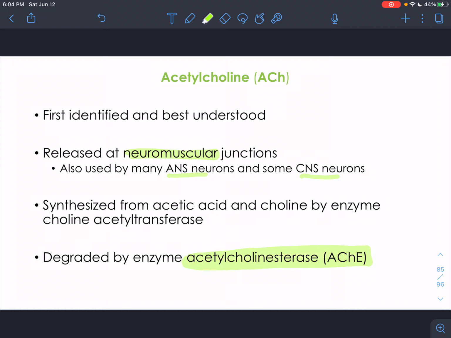Okay, so again, these neurotransmitters, we don't want them hanging out too long in that synapse, so they either diffuse away, are taken back up by the presynaptic cell, or degraded by an enzyme. So acetylcholine has a specific enzyme, acetylcholinesterase, that breaks it down.